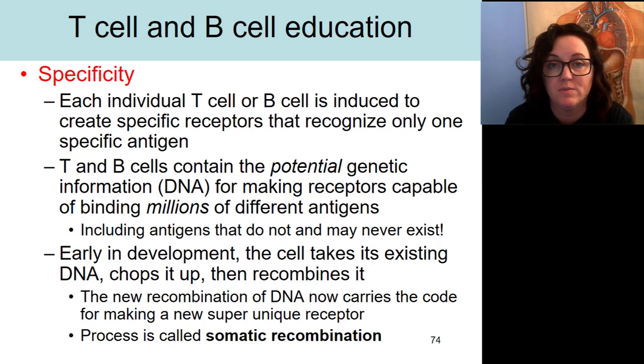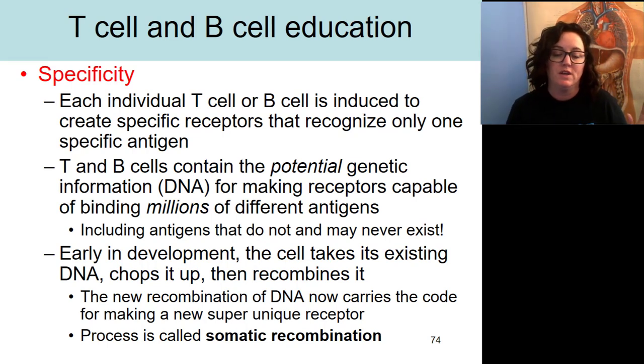The other thing that T cells and B cells have to be educated on is specificity. T cells and B cells aren't really taught specificity. Instead, this is something that happens genetically. T cells and B cells all contain potential genetic information for making receptors capable of binding millions of different antigens. So think about that for a second.